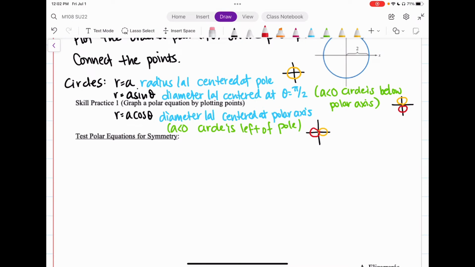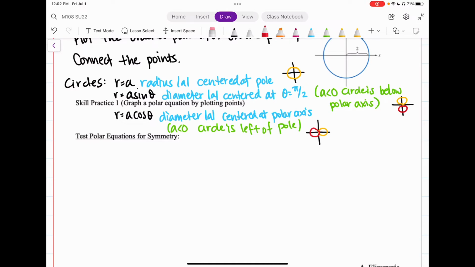There are three equations that represent circles in polar coordinates. Whenever you have r equals some number, the radius is the absolute value of that number, and the graph is centered at the pole, so it's centered at the origin. If you have r equals a sine theta, the diameter, not the radius, is the absolute value of a, and it's centered at theta equals pi over 2. Now, if a is negative, then the circle is below the polar axis.